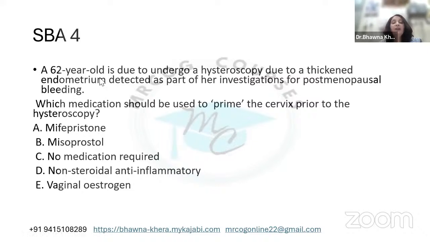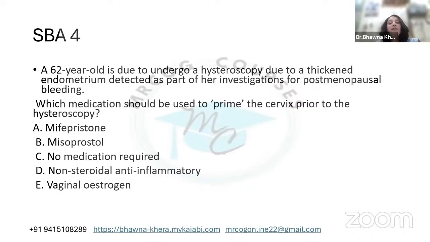Now, SBA 4. A 62-year-old is due to undergo a hysteroscopy due to the thickened endometrium detected as part of her investigations for postmenopausal bleeding. Which medication should be used to prime the cervix prior to the hysteroscopy? So which medication should be used to prime the cervix prior to hysteroscopy?